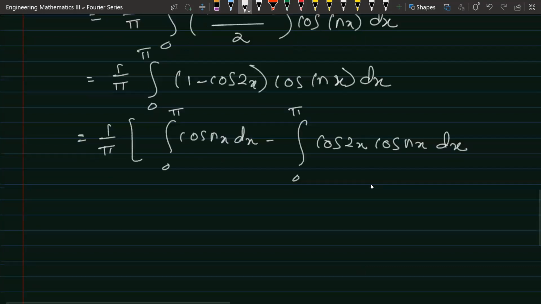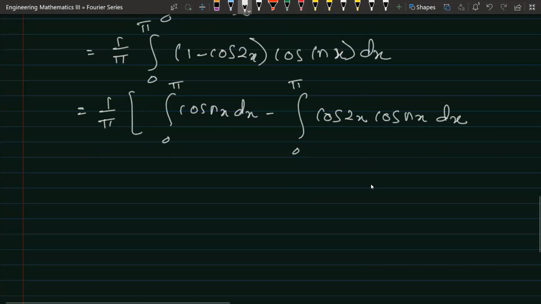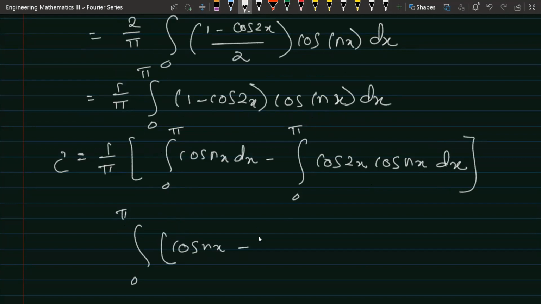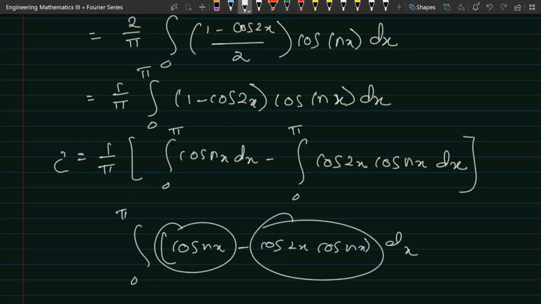Sir, can you repeat this step? Okay, I will repeat it. I am taking the multiplication. See what is happening inside the integral. From the previous step to this step, it is 1 into cos nx, which is simply cos nx, minus cos 2x into cos nx dx. And I am separating the two integrals. So in the first integral only cos nx, minus, in the second integral this term. Got it?